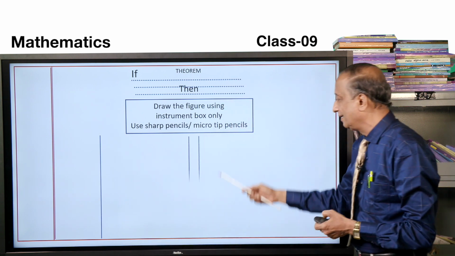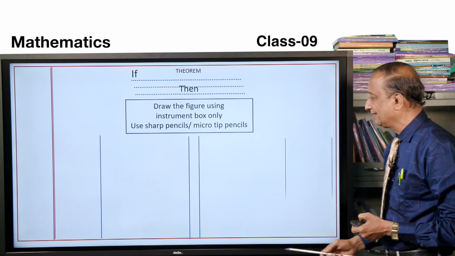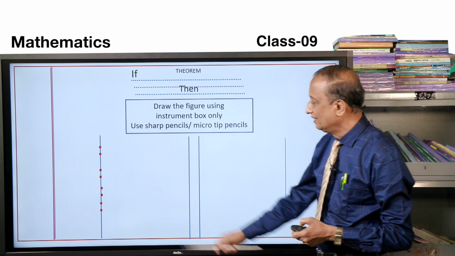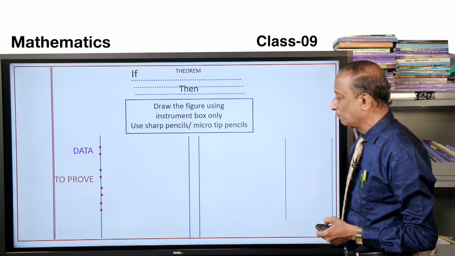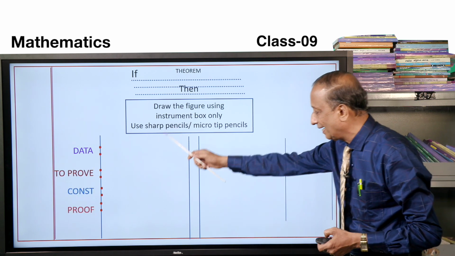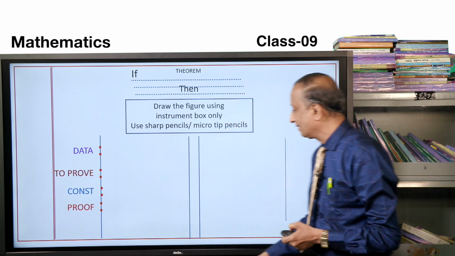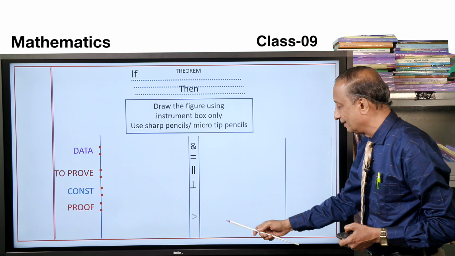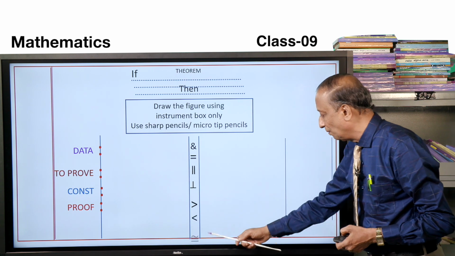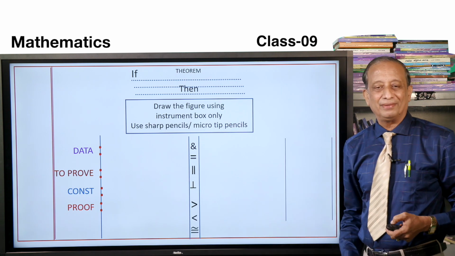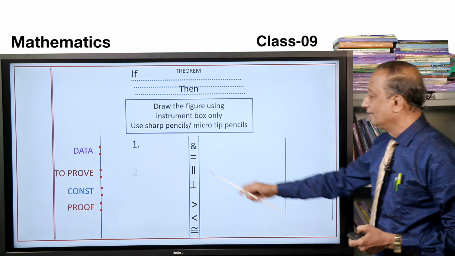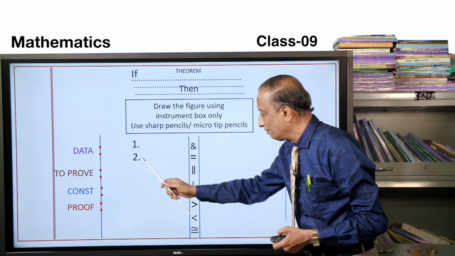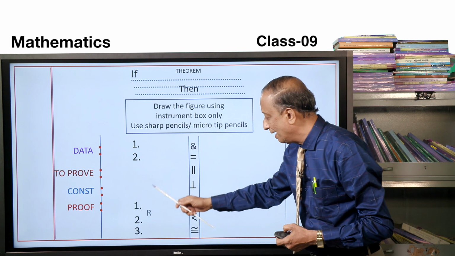Draw vertical lines, very sharp vertical lines like this, and on this you can mark the semicolons one below the other exactly, so that you can write data, to prove, construction and proof exactly one below the other. Let it be in uppercase. Right, and equals, parallel, perpendicular, greater than, less than, congruency. See that all of them come exactly one below the other. Say in data, if you have got two different points, make it as point number 1 and point number 2. In proof, you may be having 3 points.